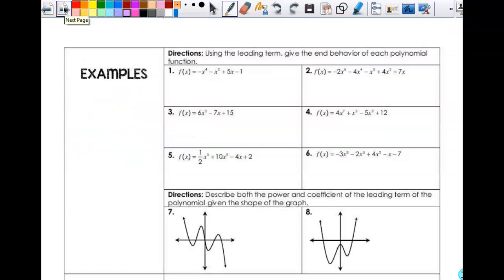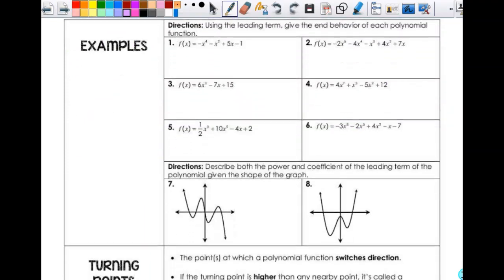So using the leading term, we're going to give the end behavior of each polynomial. So we're also going to talk about what it is. So this is x to the fourth. So it's a fourth degree, but what do we call it? It has a fancy name. What is it? Quartic. Good. Quartic. All right. And then it's even, so it's either up, up, or down, down. Which one is it? Down, down, because that's a negative, so it got reflected, so it is down, down.